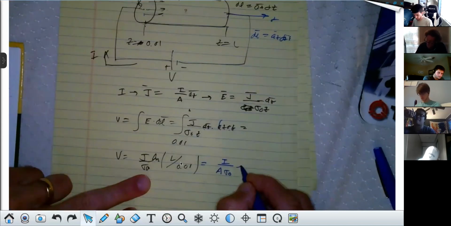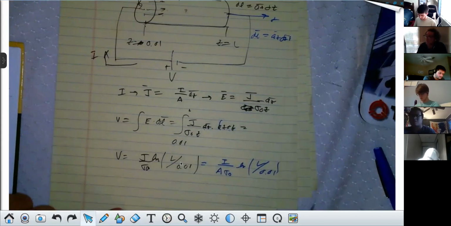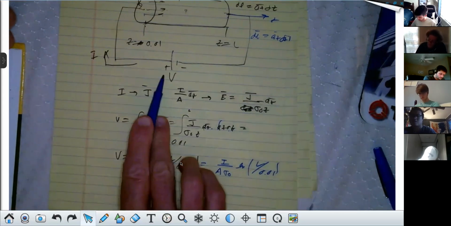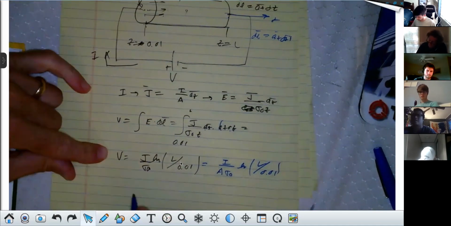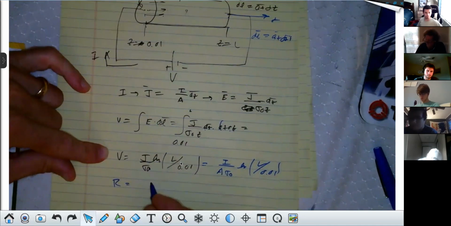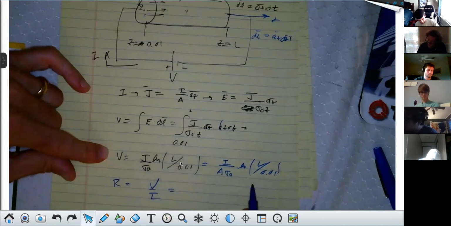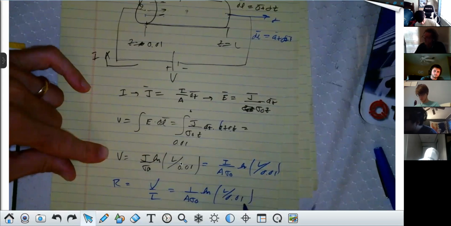And times the natural log of L over 0.01. Y'all with me? You'll notice I assumed I, got J, got E, then I got V. Finally, the last thing is, resistance is equal to what? V over I, isn't it? So when you do that, what happens? That's V. If I divide by I, I get 1 over A sigma naught natural log of L over 0.01. Y'all see that?